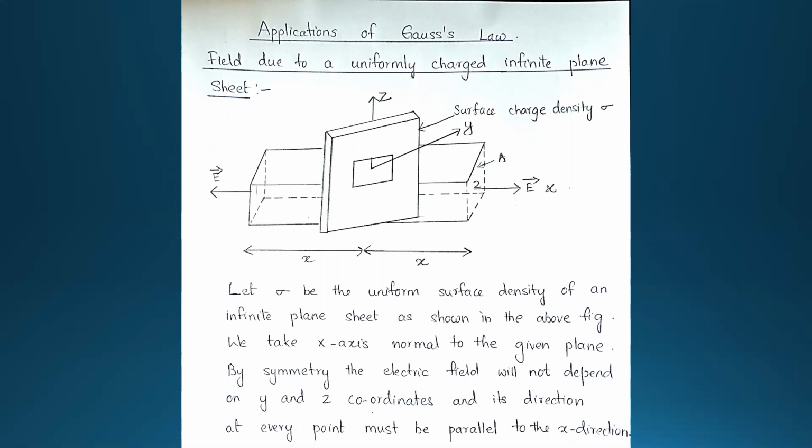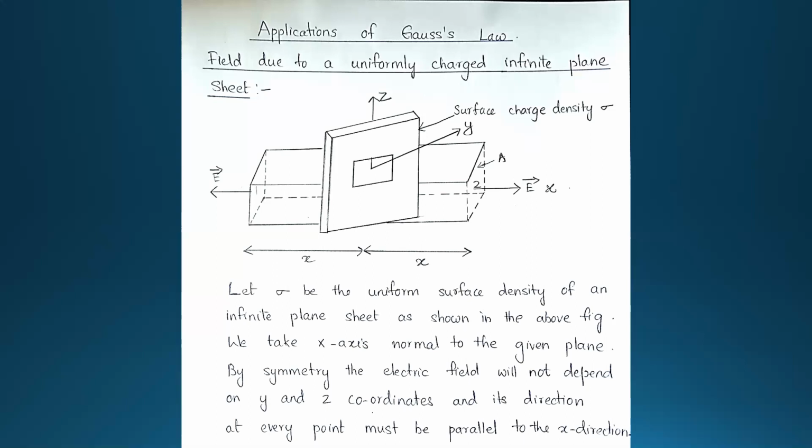Now, we will take x axis normal to the given plane. Normal means, as all of you know, perpendicular to the plane. So, it is a three-dimensional picture, and in this three-dimensional picture, this is how we can draw. We can see here the x-axis is perpendicular to the plane sheet.